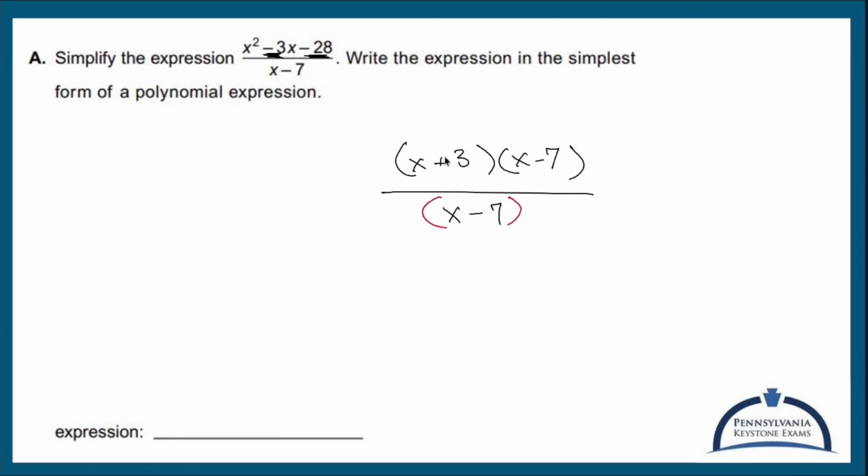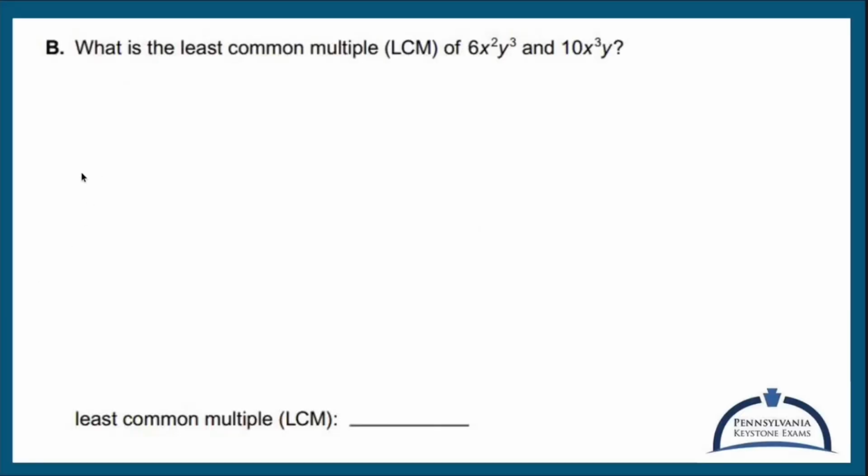So since I have this times that over that, and these two are the same, I can cross those things out, leaving me with x plus 3. And that's going to be my expression. So part A is me factoring that out, crossing out something over itself, and being left with x plus 3. Let's take a look at part B.